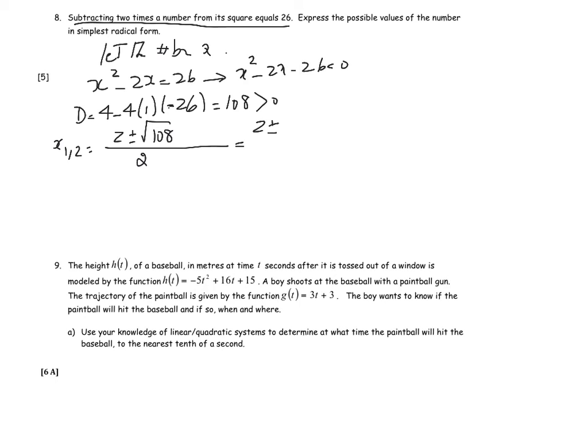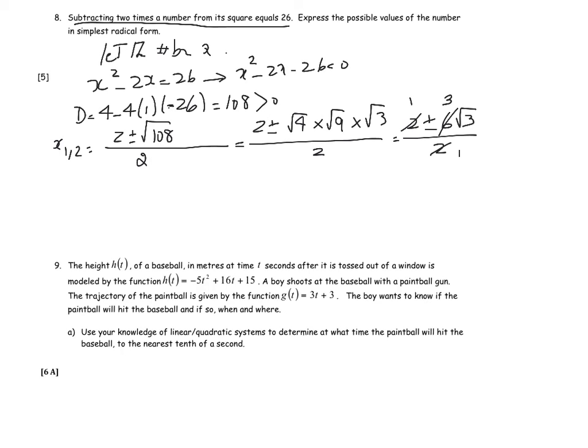Now, I can write the square root of 108 as square root of 4 times square root of 9 times square root of 3, because 4 times 9 times 3 gives me 108, divided by 2. Now this becomes 2 plus or minus square root of 4 is 2, square root of 9 is 3, so 2 times 3 is 6, square root of 3 over 2. I can divide everything by 2, so the answer becomes 1 plus or minus 3 square root of 3. So the two numbers are 1 plus 3 square root of 3 and 1 minus 3 square root of 3.